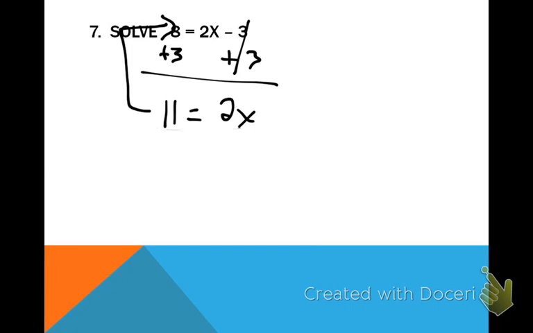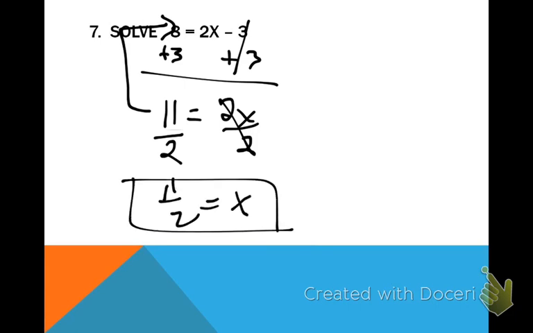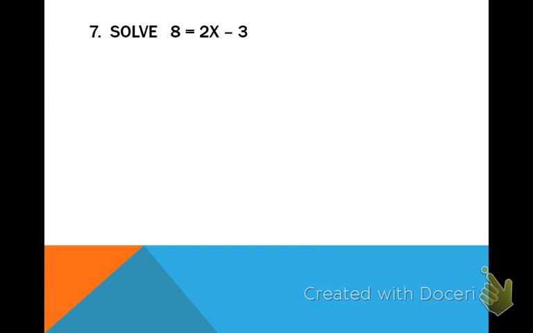Now, our x has been isolated, but it doesn't have a coefficient of 1. So just like before, we've got 2 times x here. We undo that by dividing by 2. That divides out to 1. Now we have our coefficient of 1, and we're there. Okay? Issues, questions, concerns there? All right, try that one.